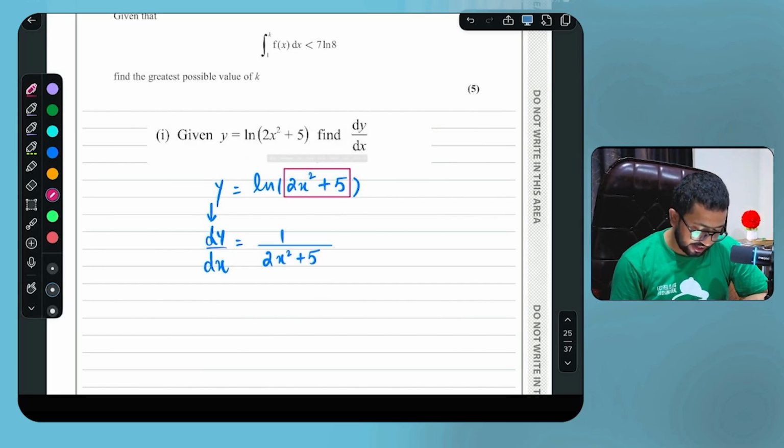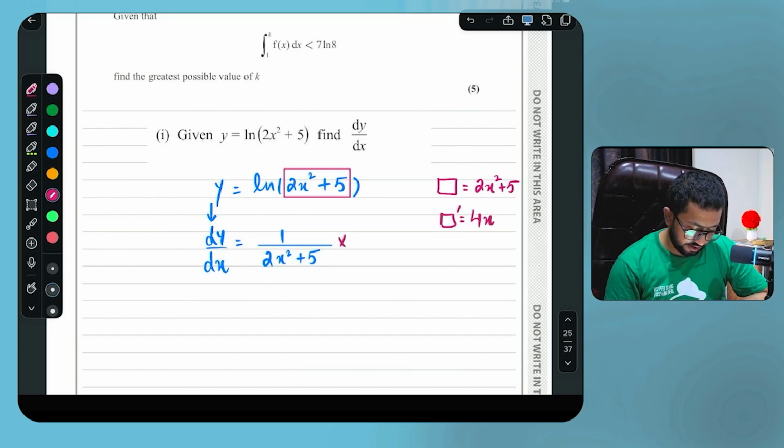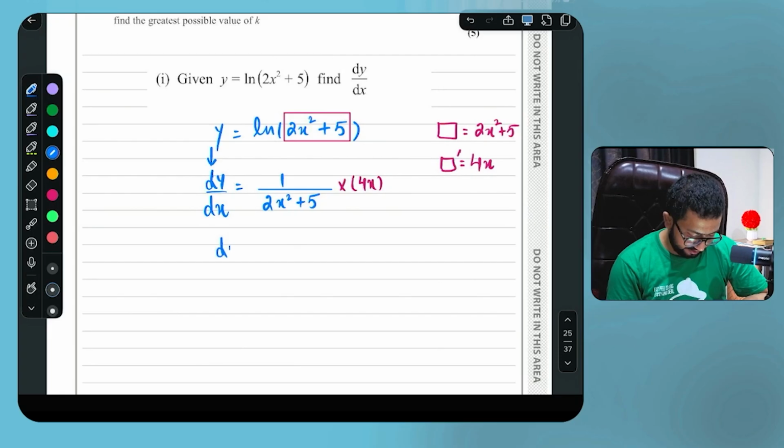And further, take the derivative of the term in the numerator separately. So what is the derivative of 2x squared plus 5? 2 times 2 is 4, so 4x. Exactly. So the derivative of 2x squared plus 5 will be 4x. So that is the derivative of this function. I don't think there is an issue. Let's move forward.